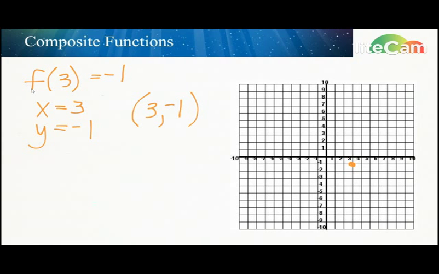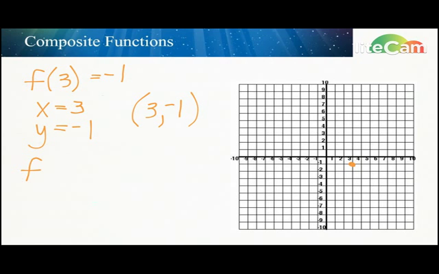Remember that we're using function notation. So f of 3. Remember that x is your independent value, and your y is your dependent value. So when I write f of 3, I'm actually saying what is y in terms of x.